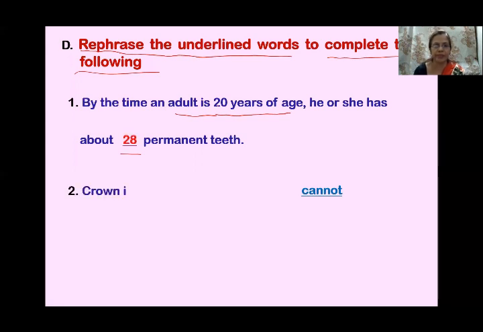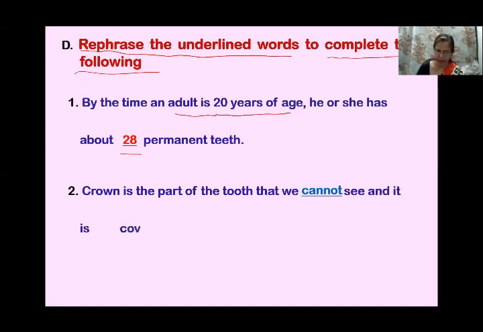Next question is, crown is the part of the tooth that we cannot see and it is covered by the gum. So, while studying parts of a tooth, there are 2 parts again. The one which is visible is the crown, and the part which lies under the gum is the root. So crown is the part of the tooth that we can see.